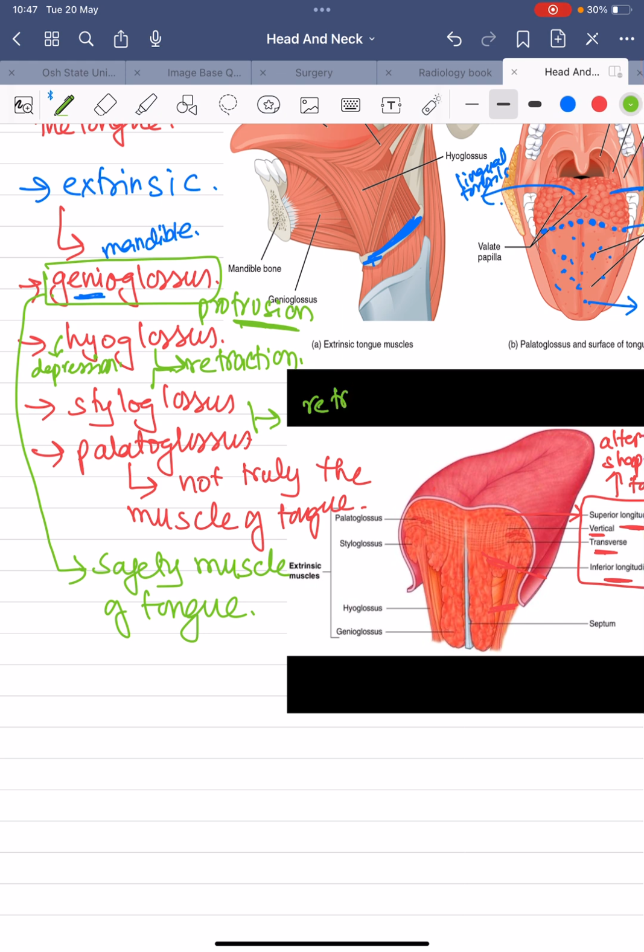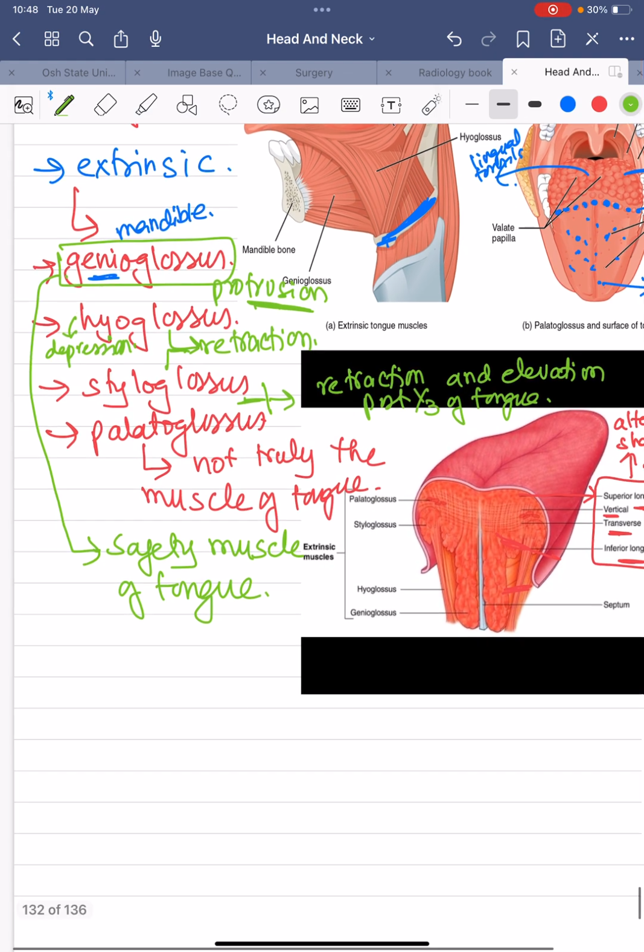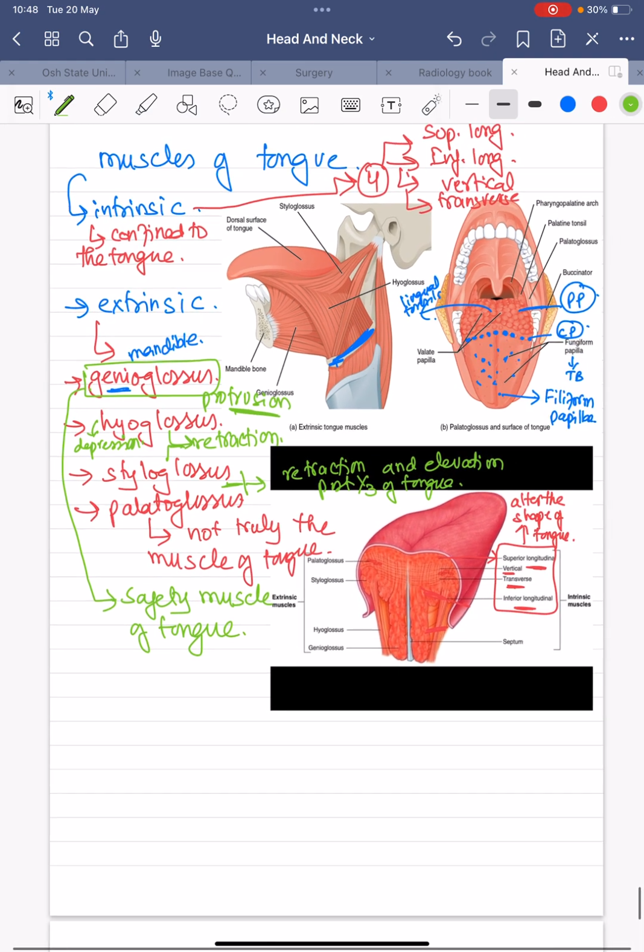styloglossus, retraction and elevation of the posterior 1/3 of the tongue. It is done both by your styloglossus and your palatoglossus muscle. So these are some of the important points in relation to the muscles of the tongue.